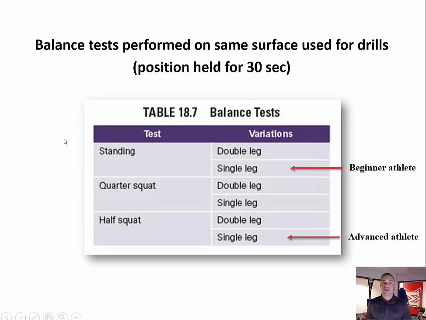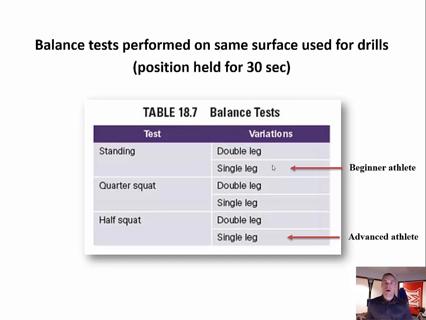Also part of this pre-training evaluation, the strength and conditioning professional may perform a number of balance tests. And it's important that these balance tests are performed on the same surface used for any plyometric drills to be incorporated in the athlete's training program. And for each one of these balance tests that you see here in this table, the position is going to be held for 30 seconds. So for example, an athlete that is new to plyometric exercise may start off with double leg standing, transition to single leg standing, again holding that for 30 seconds in each position.